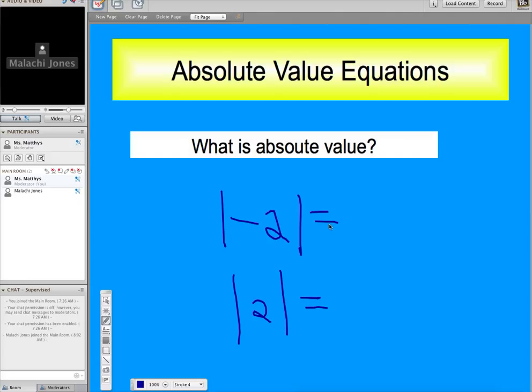The solutions would be -2 and 2. Remember, when you get an absolute value and you've got the -2 in here, you're going to make this positive, and this is going to be 2. So absolute value is always positive. Both of these are going to be 2. Let's talk about this a little bit more.